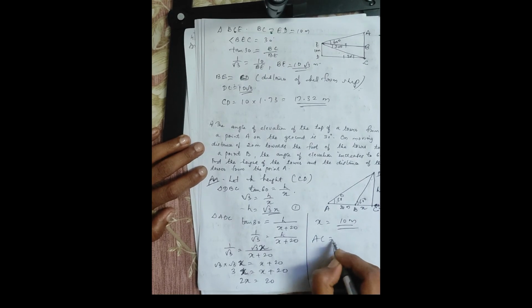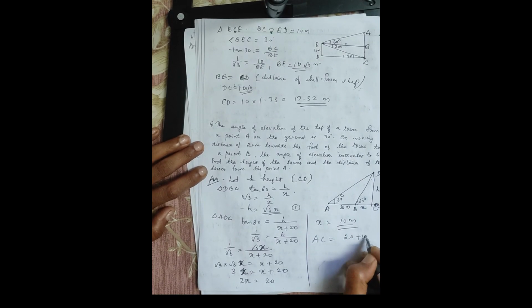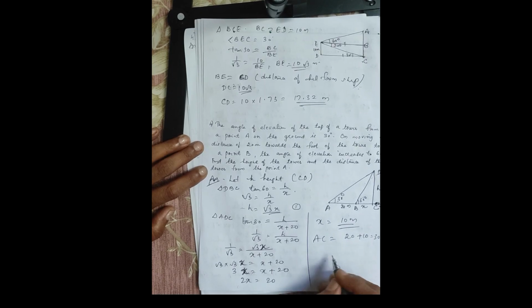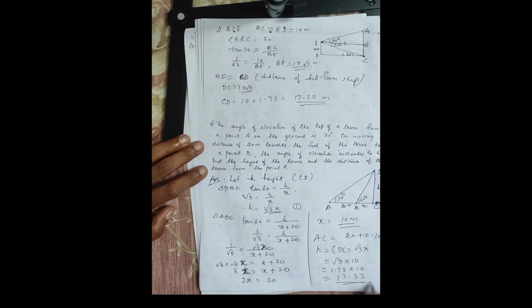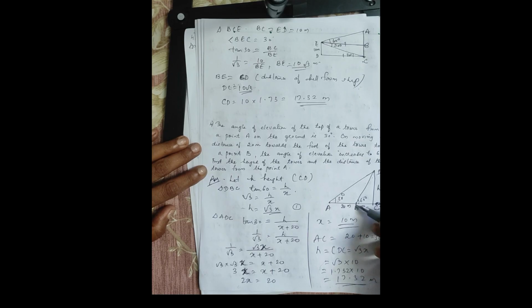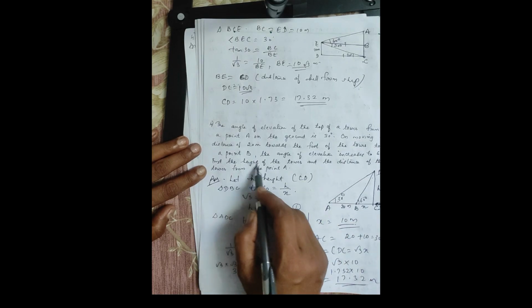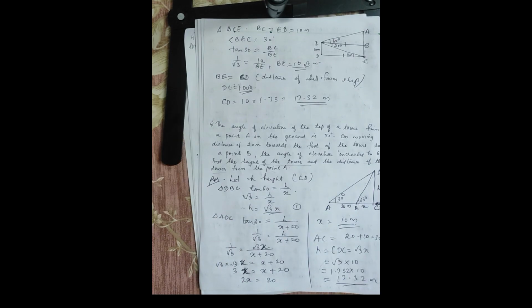Now AC equal to 20 plus 10, that is 30 meters, and we will get the value of h, that is DC equal to root 3x equal to root 3 into 10. 1.73 into 10, so answer is 17.32. 17.32 is the height of the tower, that is DC, and x, this value will be 10 meter. This is the question, the height of the tower and the distance of the tower from the point A.